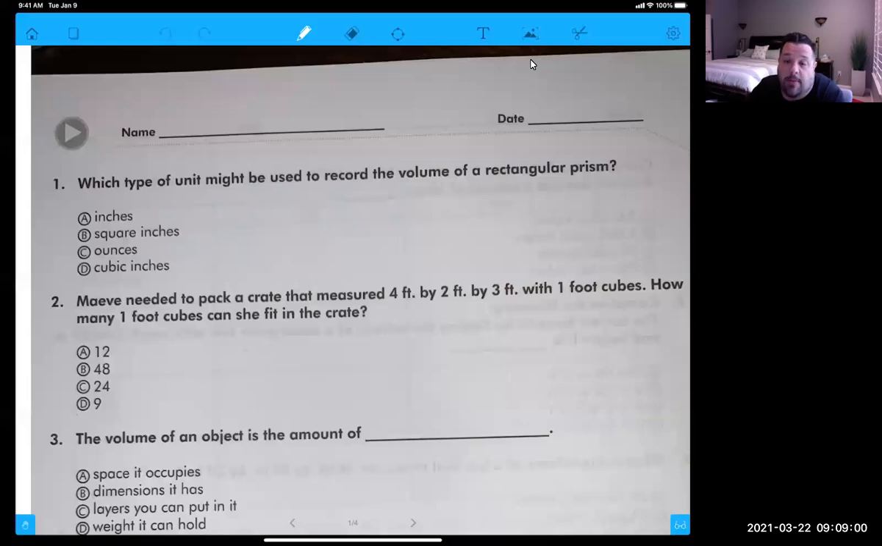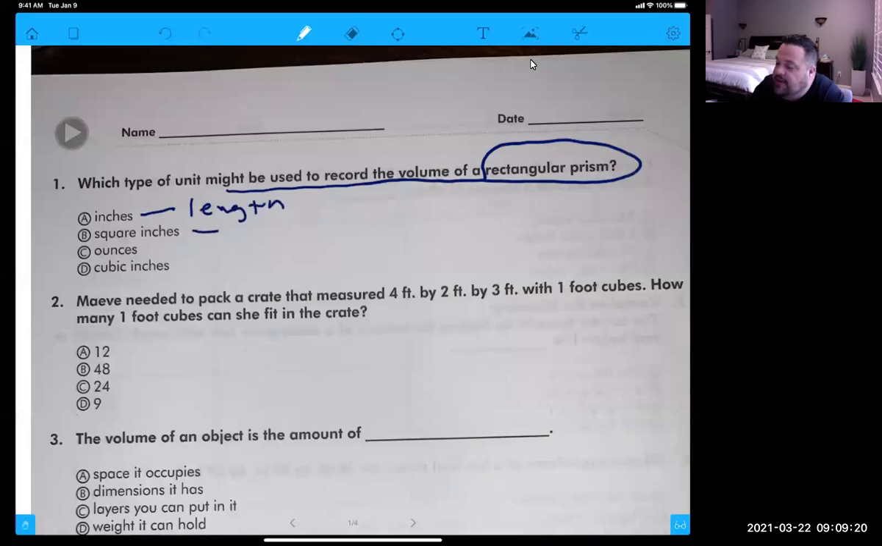Okay, everybody pause and do number one. Okay, so number one says, which type of unit might be used to record the volume of a rectangular prism? Well, remember, volume is how much it takes to fill something up, right? So inches is length. Square inches has to do with area, like covering something, like the top of something. Ounces has to do with weight. So cubic inches is the one that has to do with volume.